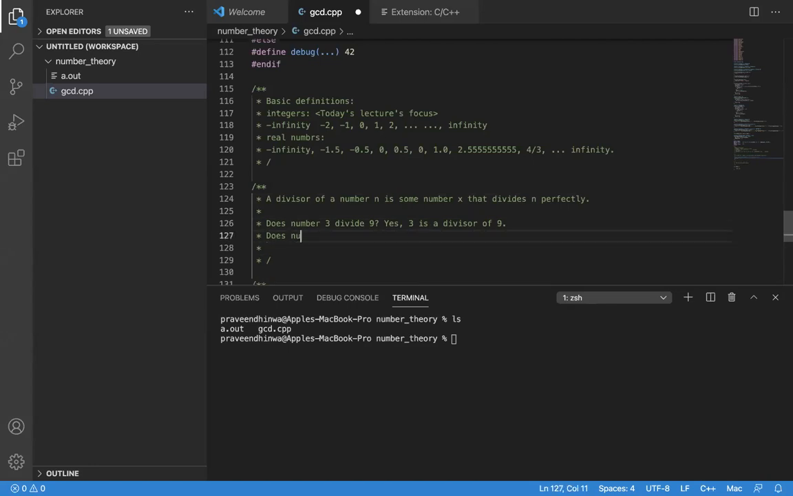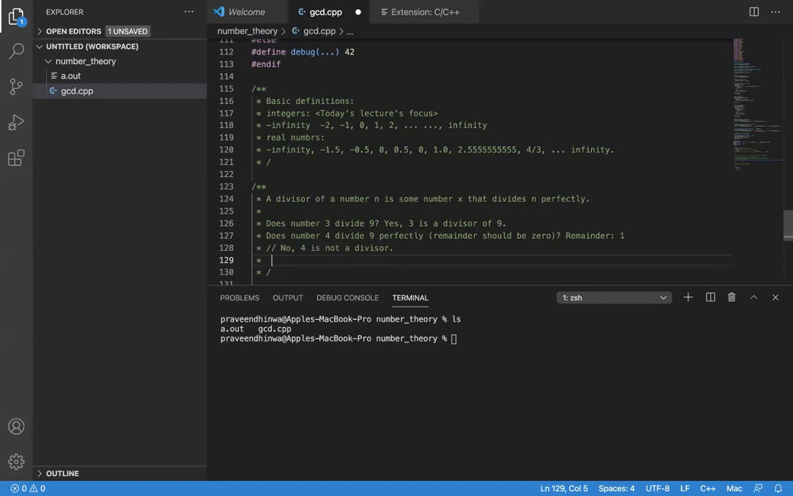Does number 5 divide 9 perfectly? The remainder should be 0. But in this case, what is the remainder? Take 9 by 4. 4 into 2 is 8, and the remainder is 1. So is 4 a divisor of 9? Answer is no. 4 is not a divisor.